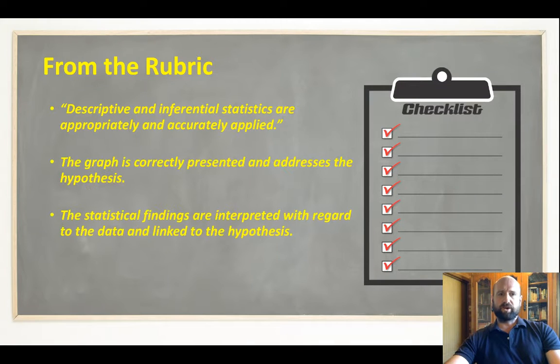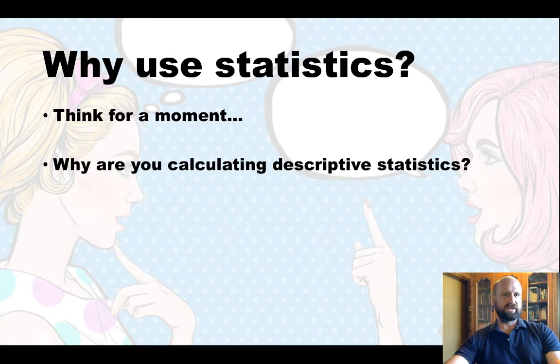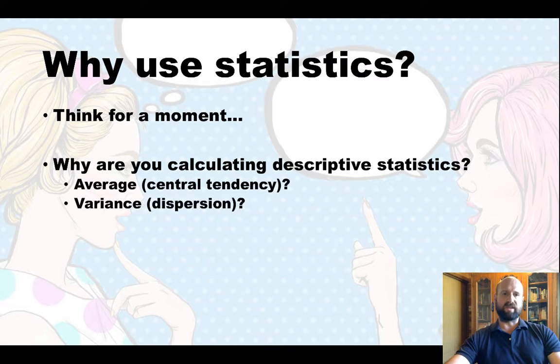This is just quoting from the rubric, and so this is what they need to do. You could have a think, pair, share for using statistics at some point in the lesson: why are they calculating them? What are they trying to do here? If we understand the why, they're going to do a better job of the what.